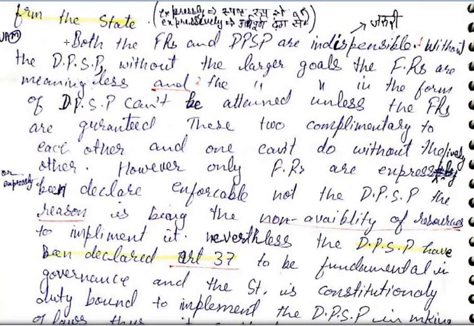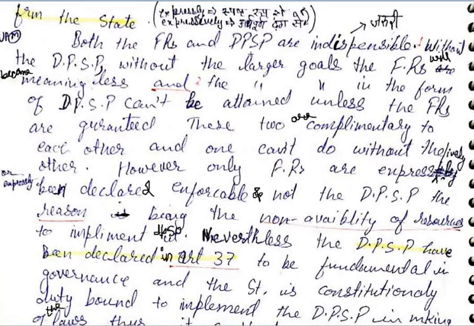Now next paragraph. Both the fundamental rights and DPSP are indispensable. Without the DPSP, without the larger goals, the fundamental rights will become meaningless, and the larger goals in the form of DPSP cannot be attained unless the fundamental rights are guaranteed. These two are complementary to each other, and one cannot do without the other.